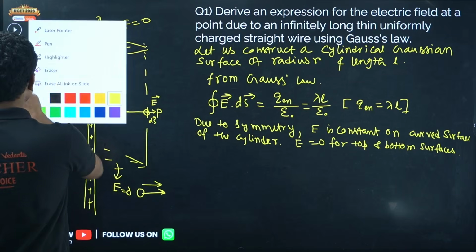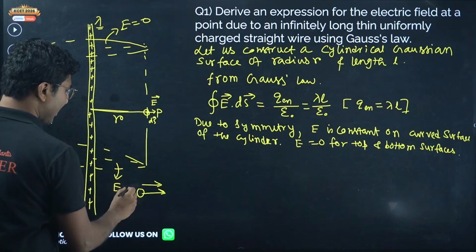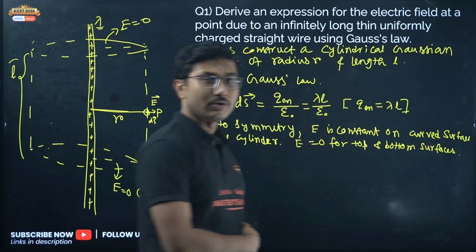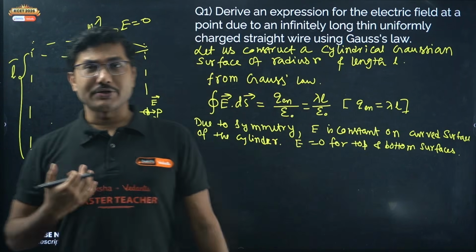Now sometimes students ignore it. It's okay, but you should mention it if you have time, if you understand that electric field is 0 on these two surfaces. At least in the diagram, if you mention that, it will give a good impression on the teacher.